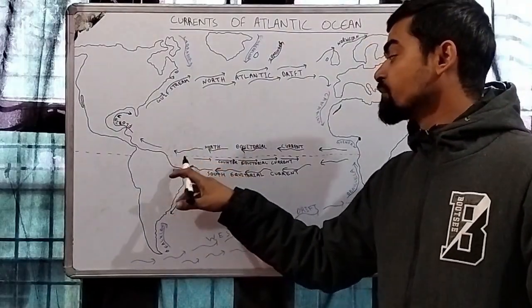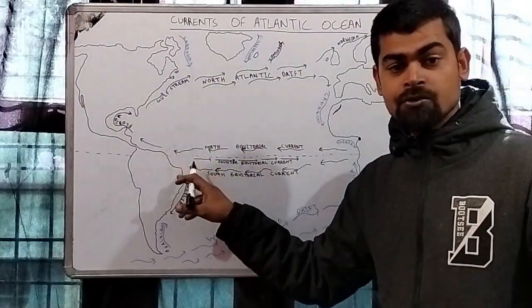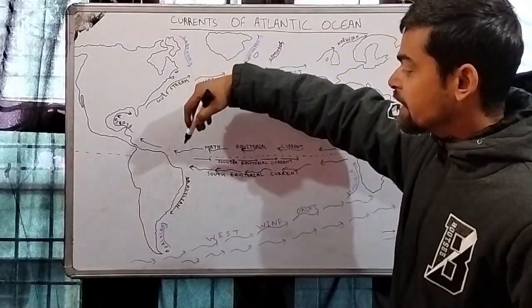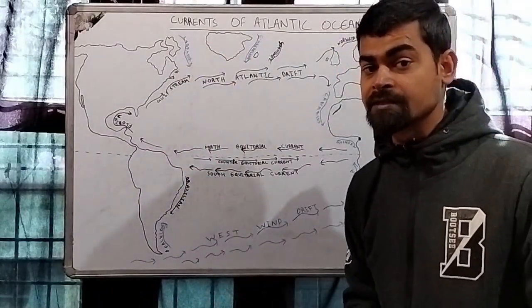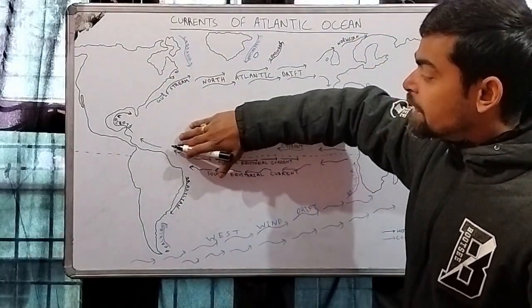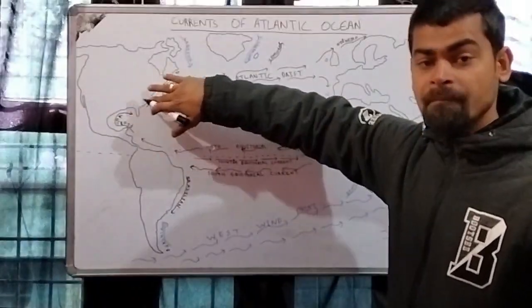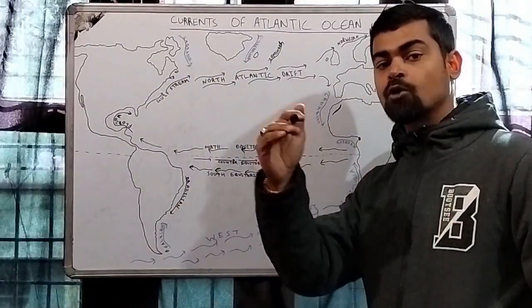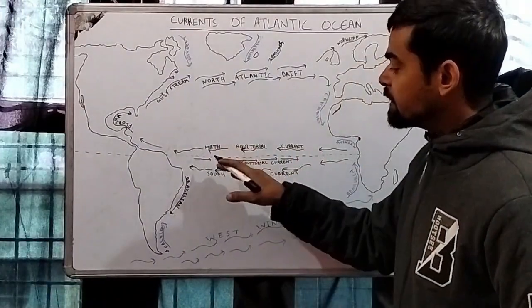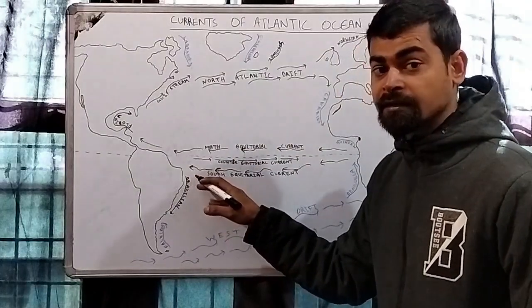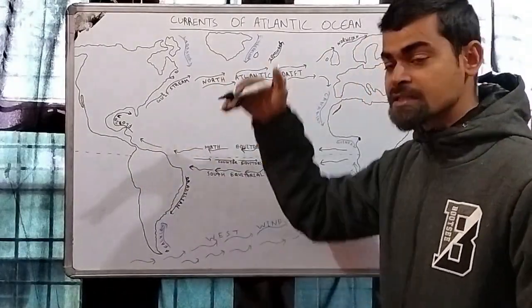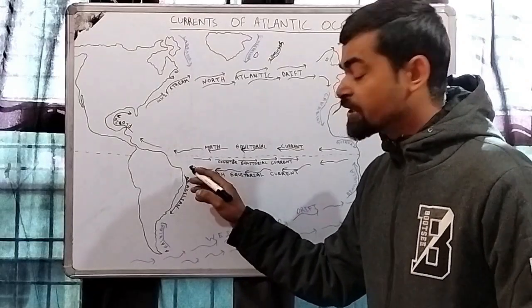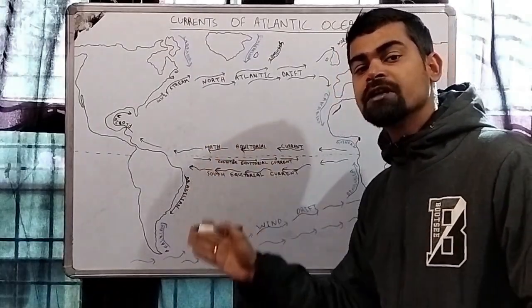The current collides with the Brazilian coast, and the Brazil coast modifies the current and divides it into three streams. Yes, the northern stream enters the Gulf of Mexico near Florida, that is USA, southeast USA. Another current is diverted towards the southern side and moves near the coast of Brazil to the south.